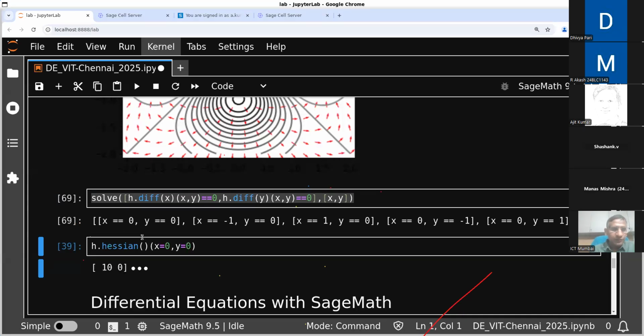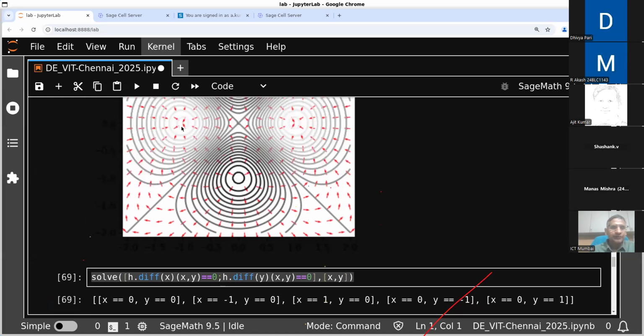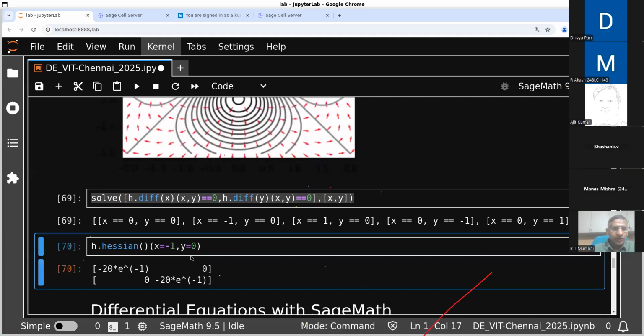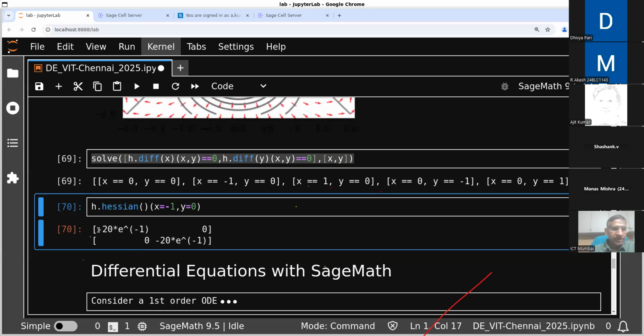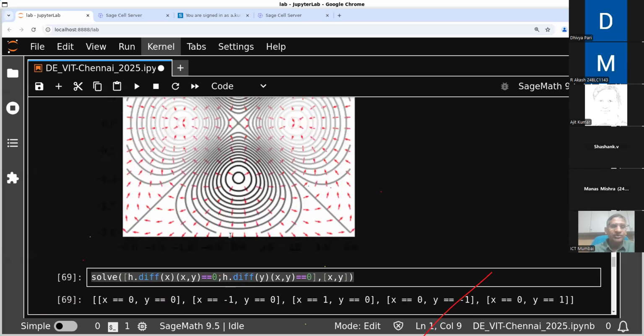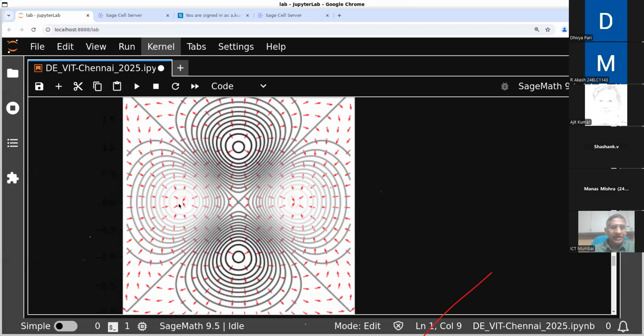And for example, if I take any of these points, say (-1, 0), so this one I'm looking at, right? If I find the Hessian at x equal to -1, y equal to 0, this is negative here, this is positive, so the determinant is positive, whereas this term is negative, so it will be local minimum. Sorry, the Hessian is negative definite, so it will be local maximum. I'm sorry about that. So at local maximum, you can see here what is happening with this gradient.